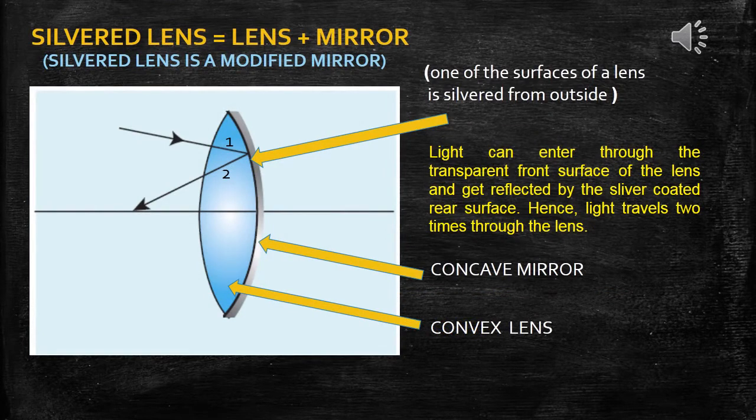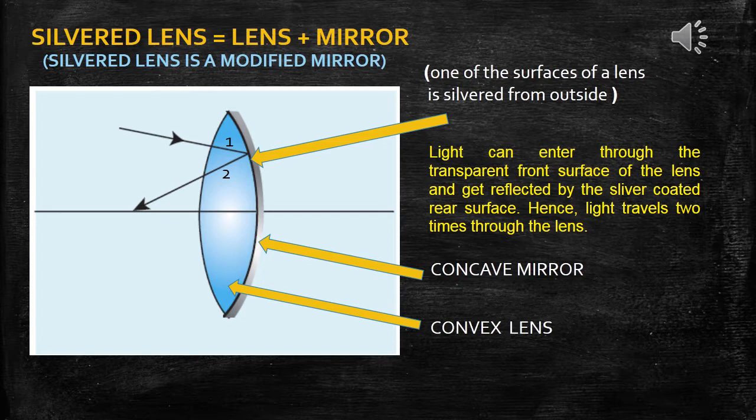Today we are going to talk about silvered lens. If one of the surfaces of a lens is silvered from outside, then such a lens is said to be silvered lens. A silvered lens is a combination of a lens and a mirror.